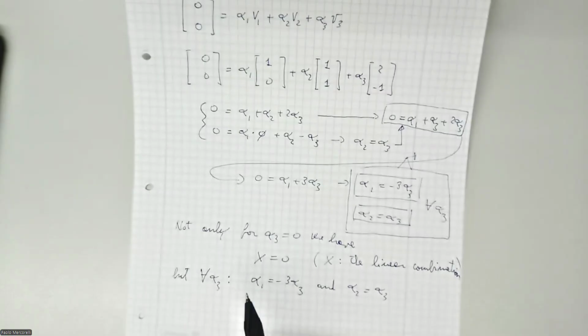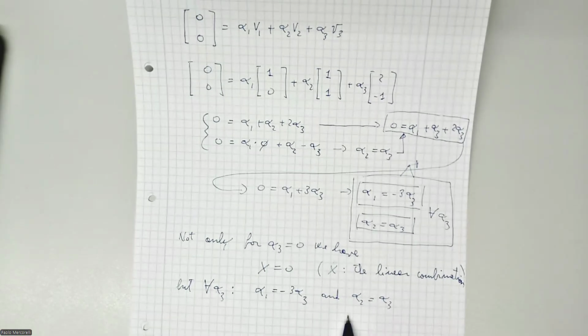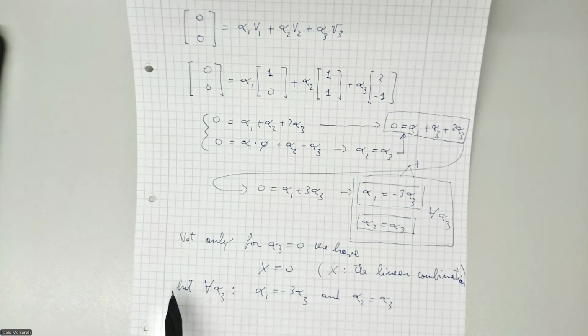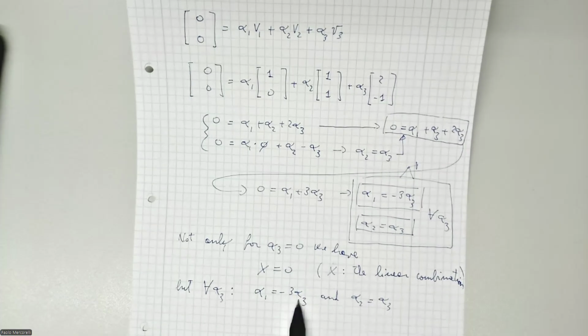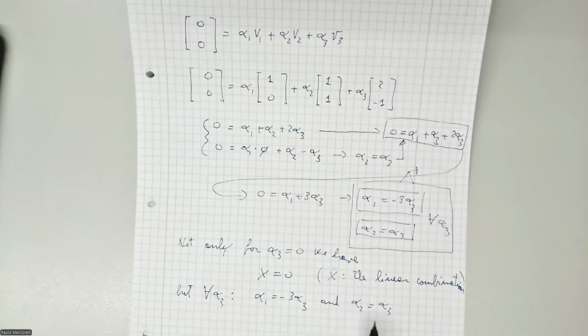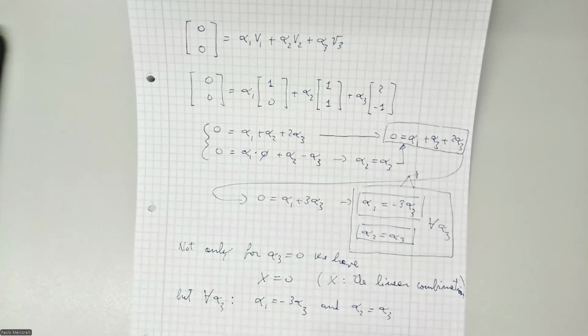and these two conditions are satisfied not only for alpha 3 equals 0, I can take, for instance, alpha 3 equal 1, whatever. If I consider alpha 1 equals minus 3 and alpha 2 equal 1, I will obtain x equals 0. This means not necessarily all elements are 0. Okay.